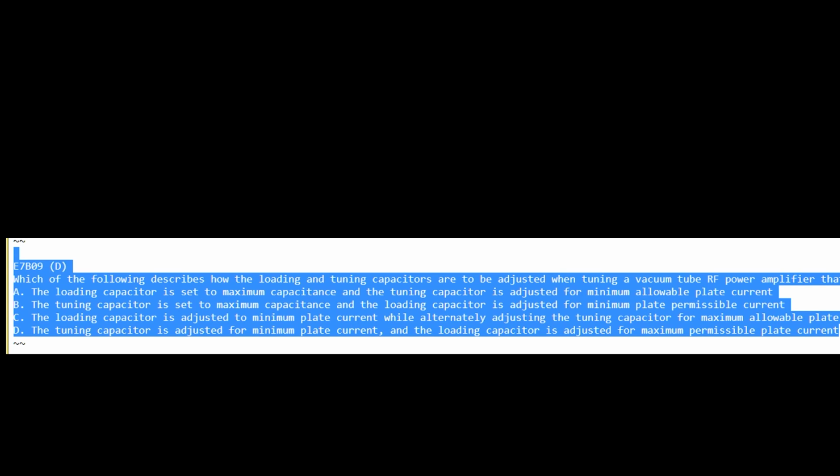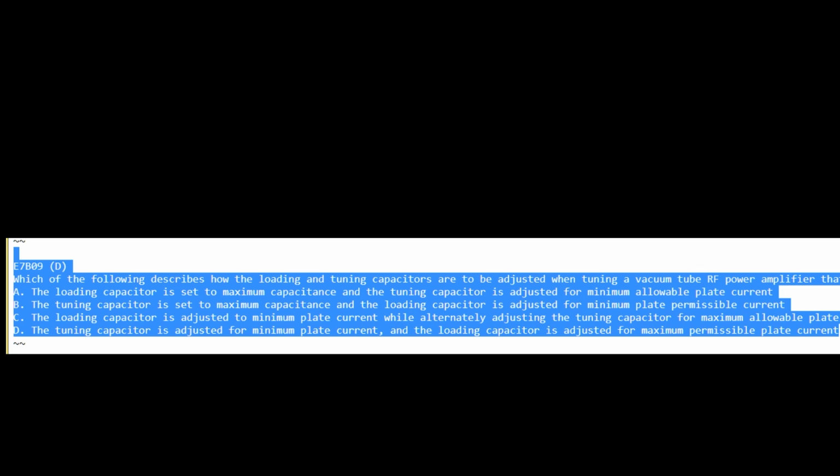The load control, which is often below the tune control or to the right side of it, the loading capacitor is adjusted for maximum permissible plate current. So in other words, you're tuning for the dip. So you tune for the minimum plate current, which would be the dip, and then the load control is adjusted for maximum permissible plate current. That's not a good answer.